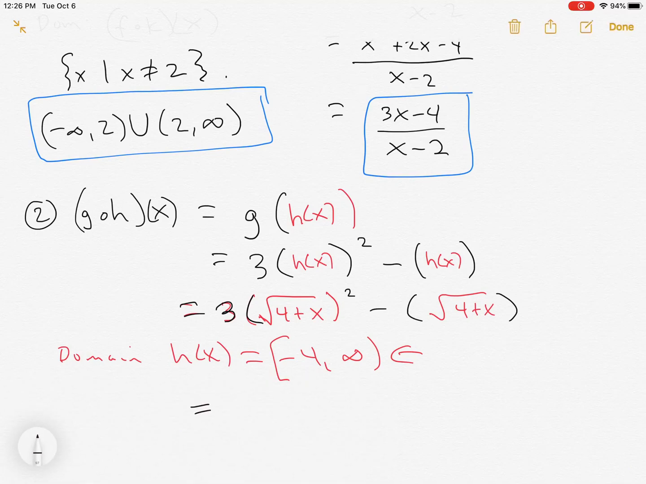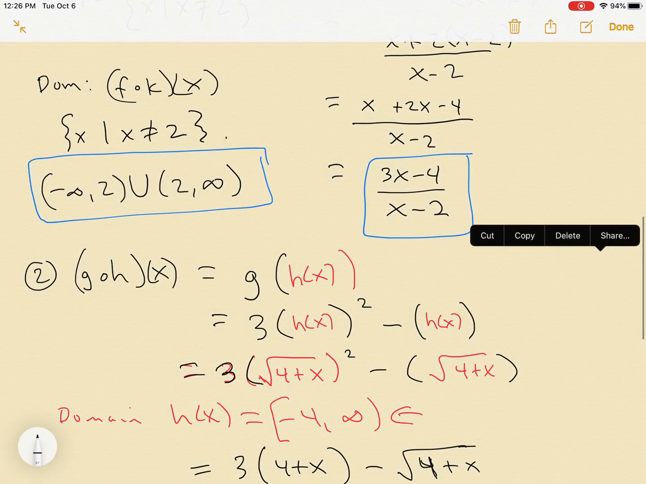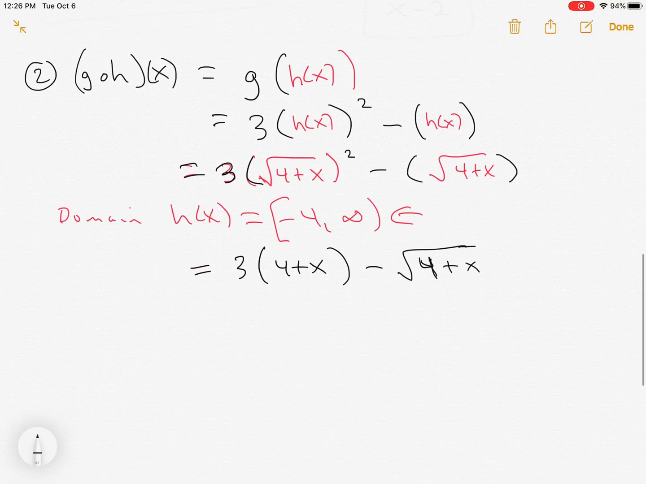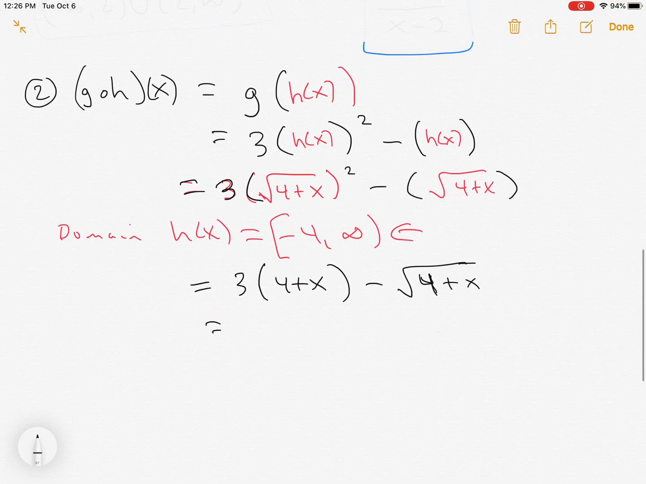Okay, so a little break in the action. When you take the square root of 4 plus x and square it, you just get what? 4 plus x. And then now we go minus the square root of 4 plus x. Is that what g was? Let me check. Yep, 3x squared minus x. Okay. And then let's clean this up. It's 12 plus 3x minus the square root of 4 plus x. And that's g composed with h.